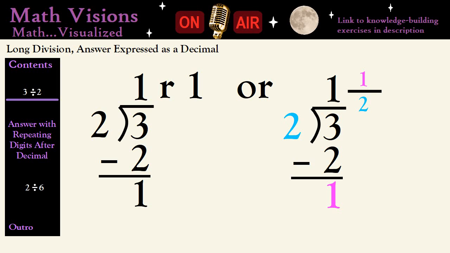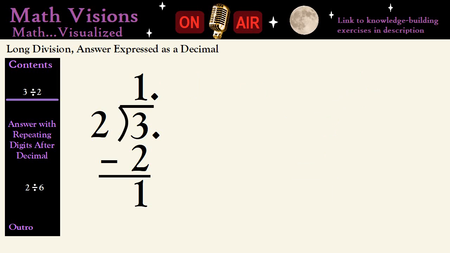However, to express this answer as a decimal, we write a decimal point after the ones place in our dividend and another after the ones place in the quotient. Next, we extend the line of our division bracket to the right. We then write a 0 after the decimal point in the dividend. Finally, we bring the 0 down behind our remainder of 1 and create 10.